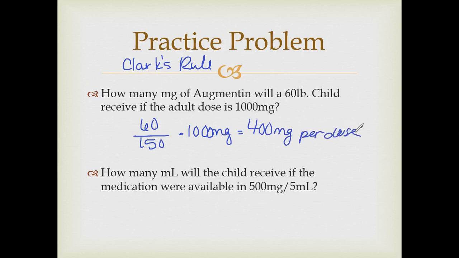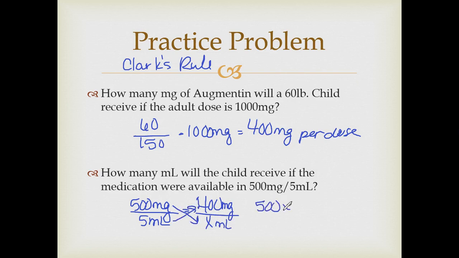Now if I were to solve for a dose, if the medication were available in 500 milligrams per 5 ml, I know that there's 500 milligrams for every 5 ml, which means the 400 milligrams per dose will be contained in X ml. I'm going to go ahead and cross multiply. So I have 500x is equal to 400 times 5, which gives me 2,000. I'm going to divide both sides by 500 to get the x by itself, and I have x is equal to 4 milliliters.